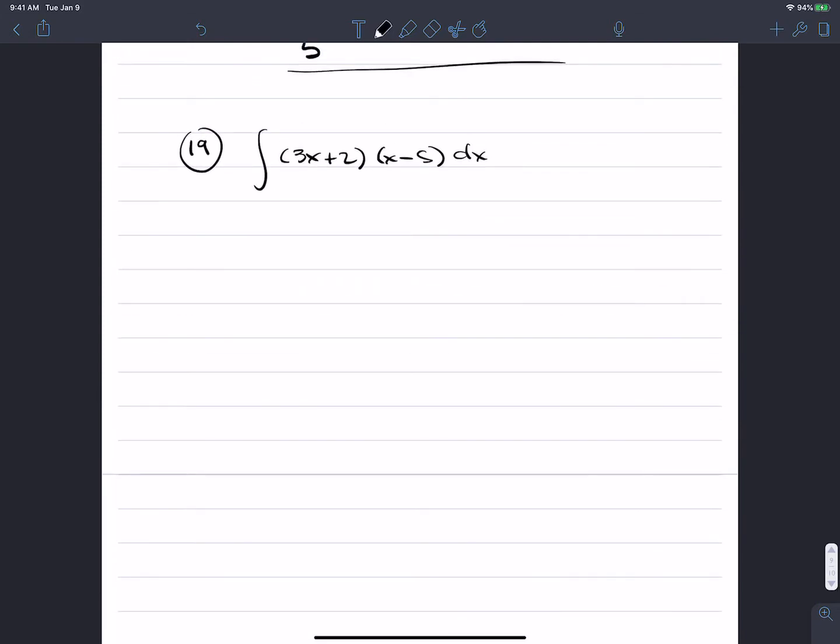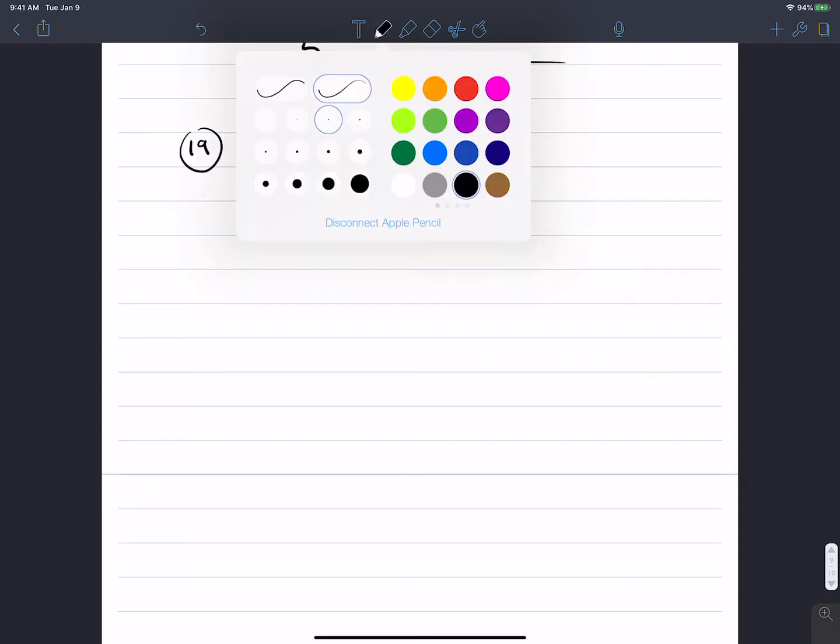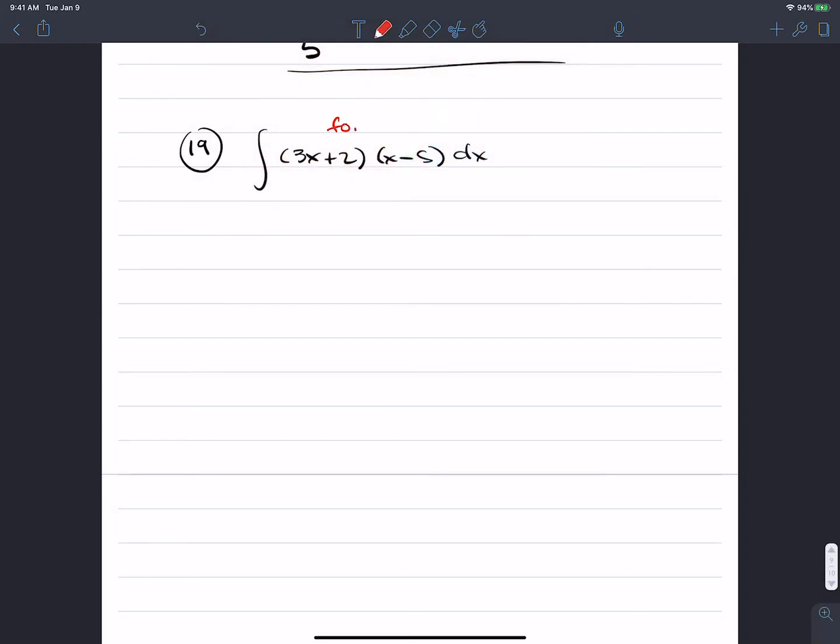I'm going to say this is 19. And we're going to integrate 3x plus 2 times x minus 5 dx. Okay, so what I want to remark here about this is that there is no such thing here as a product rule for integration. And so what you're going to have to do here is use FOIL. So you're going to use your FOIL technique, multiply your first terms together, your outer terms together, your inner terms, and your last terms.